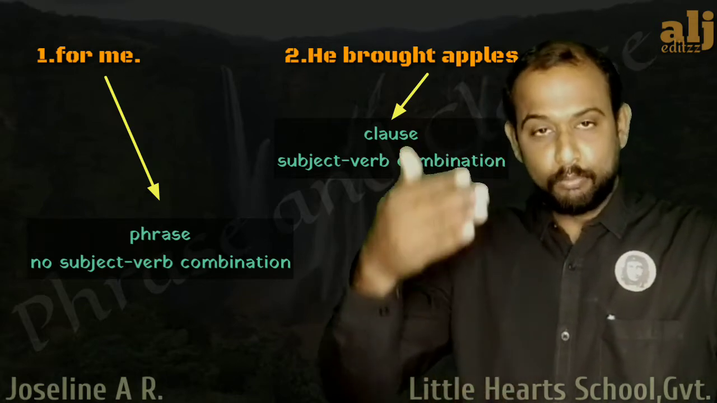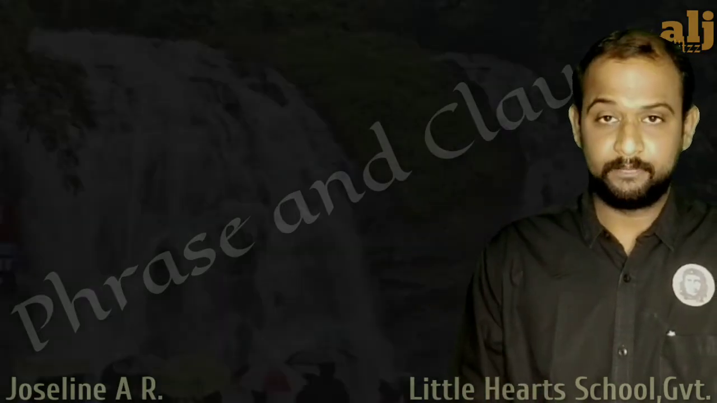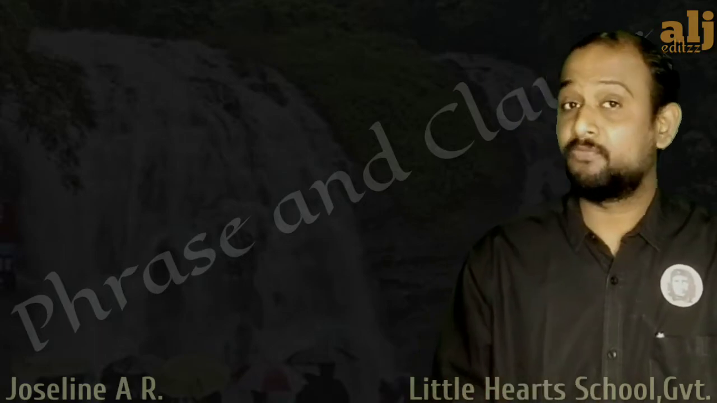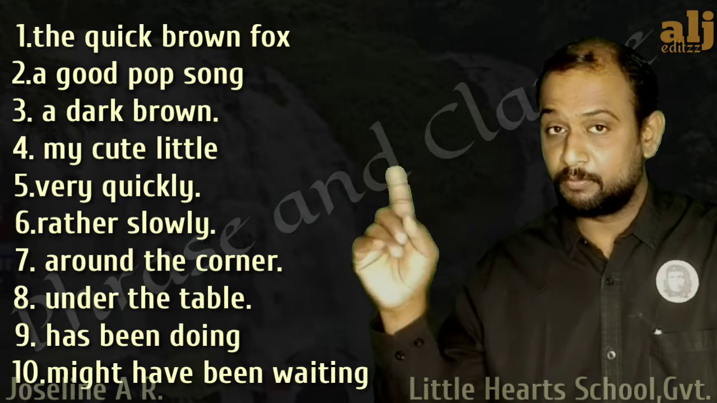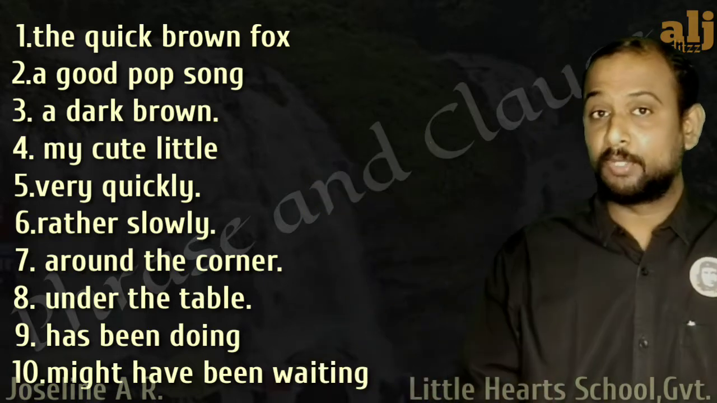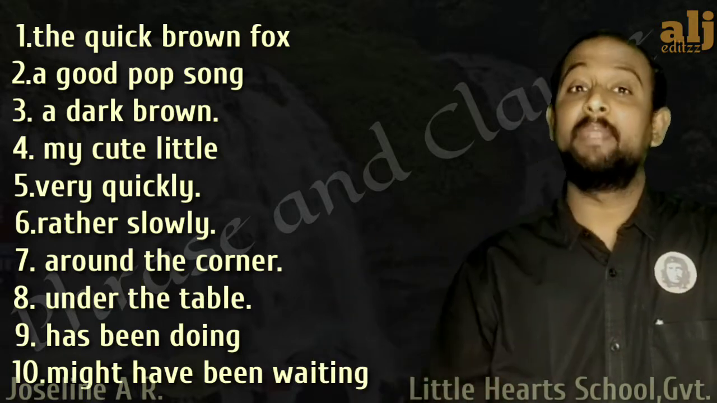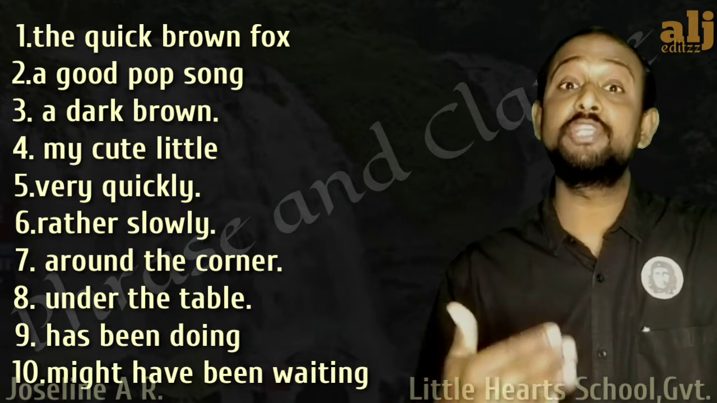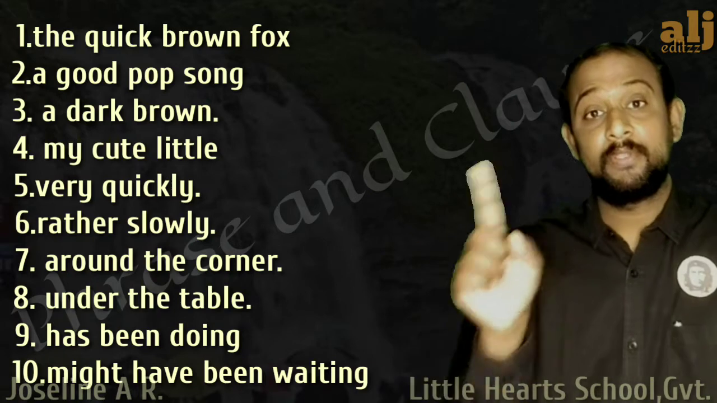Okay, let us know more about phrases. Look at the screen. I have given 10 groups of words. All the 10 are examples for phrases. They don't contain a subject verb combination. Look at the screen thoroughly. All the 10 don't have a subject verb combination. They're all phrases. And based on the functions they do, we name them.